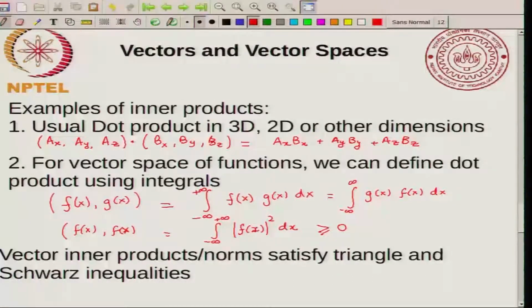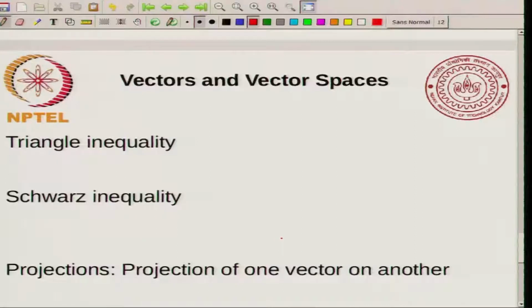Okay. Now, the inner product defined this way satisfies the triangle and Schwarz inequalities. Okay. So, what is a triangle inequality? So, triangle inequality says that if you take two vectors a and b, okay, and you take the norm of a plus b, that should be less than or equal to norm of a plus norm of b.